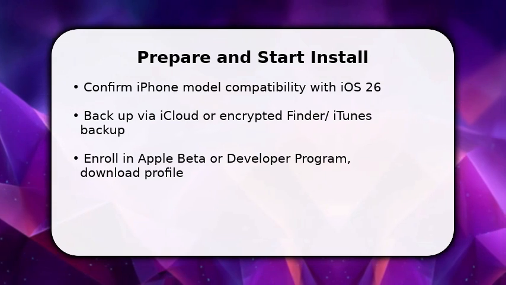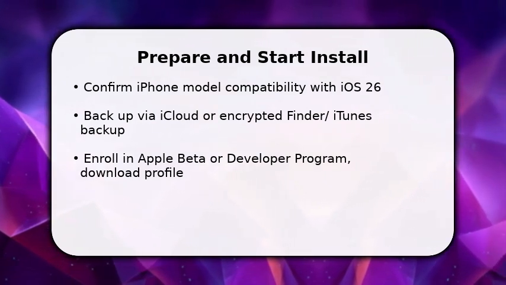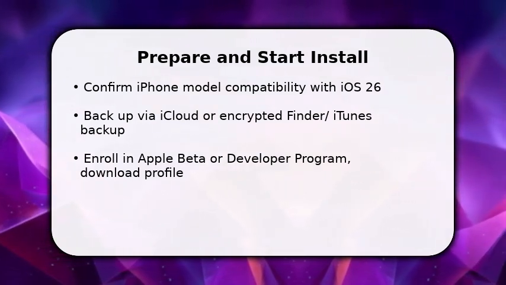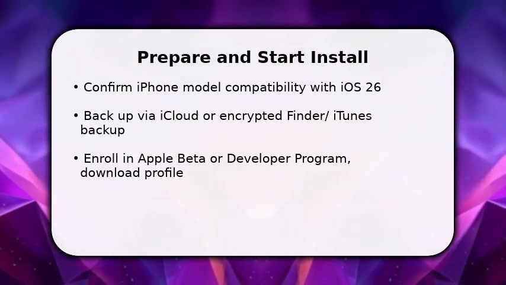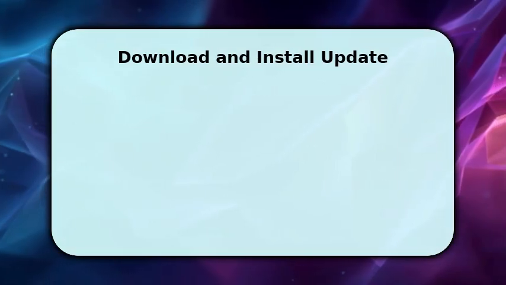Restart your iPhone after installing the profile so the update server appears in Settings, General, Software Update. Then proceed when the iOS 26 build appears. You should connect to reliable Wi-Fi and plug in the charger to avoid power interruptions. Next, tap Download and Install under Software Update.